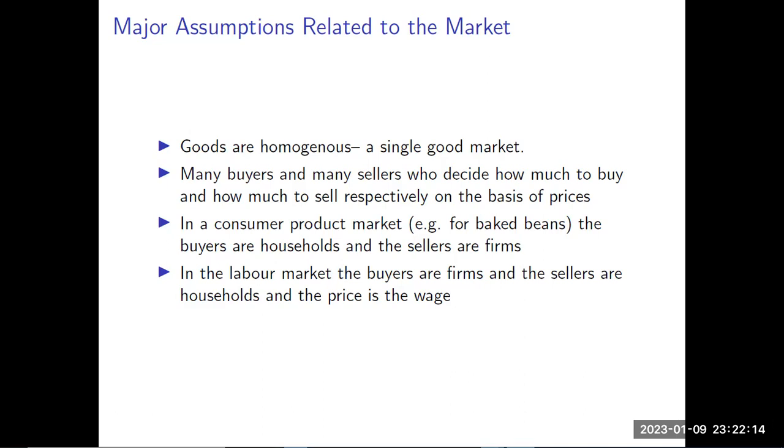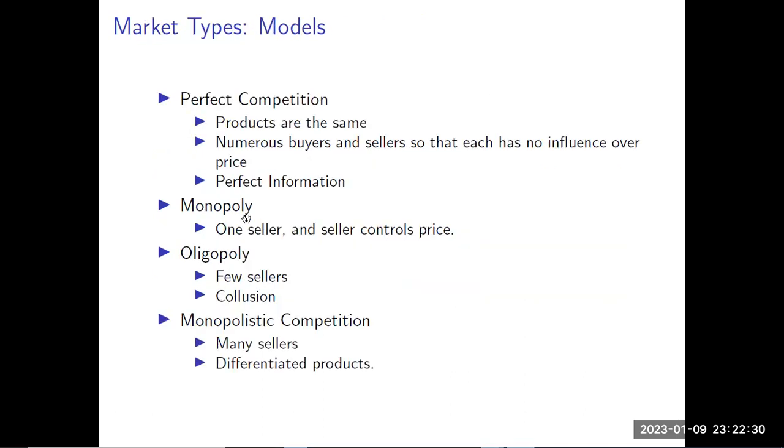In a consumer product market, for example baked beans, the buyers are households and the sellers are firms. But these roles reverse in the labor market. In the labor market, the buyers are the firms. The firms demand labor, so they buy labor. And similarly, the households supply labor. So when they interact in the labor market, they become suppliers. In the goods market, they become demanders.